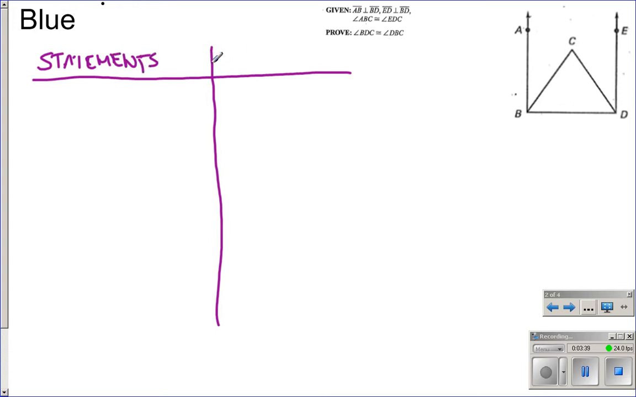And our justifications. Okay, so let's get to it.